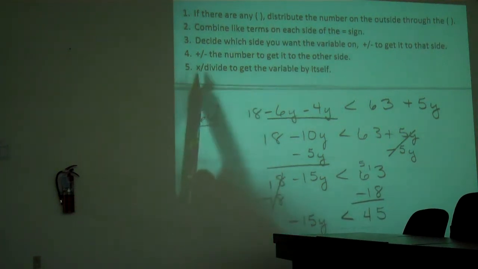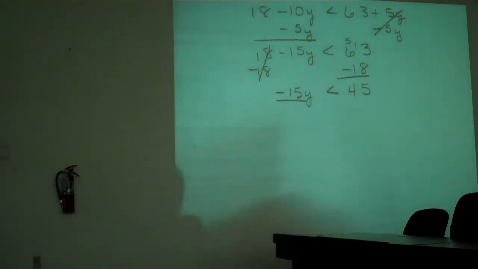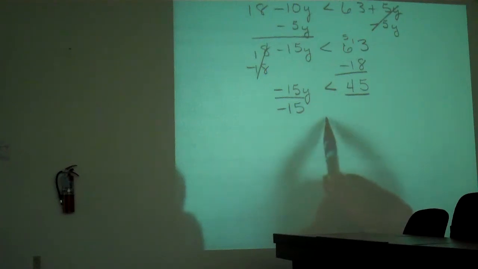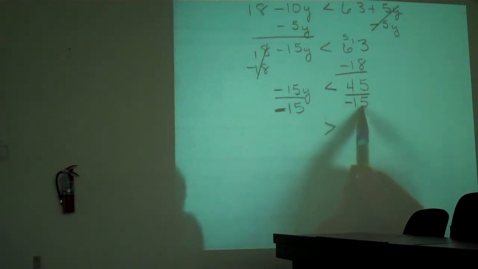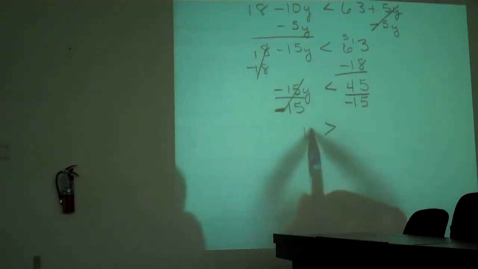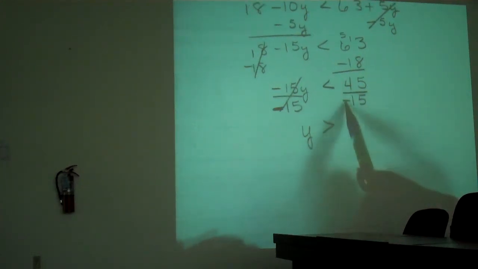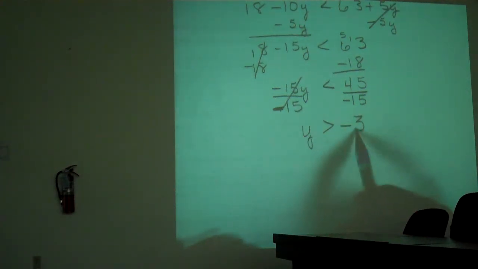Okay, and then we're going to multiply or divide to get the variable by itself. So we're going to divide by negative 15. Now what's that going to do? It's going to change the sign. Dividing by a negative is going to change the sign. It leaves the y by itself. Instead of less than, it's greater now. Positive divided by negative is negative. And how many times? 3. So there's your answer: y is greater than negative 3.